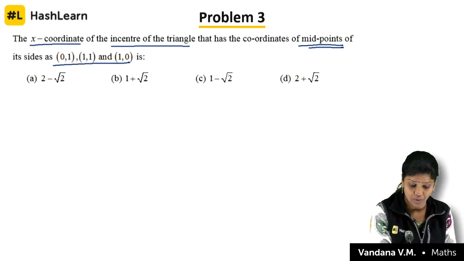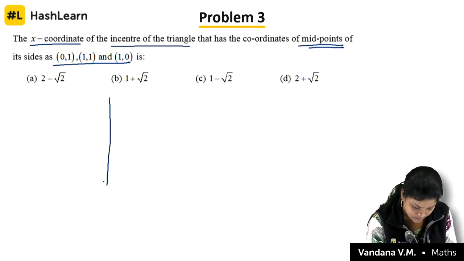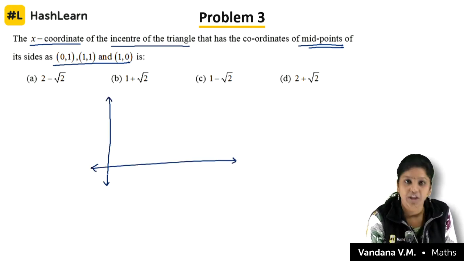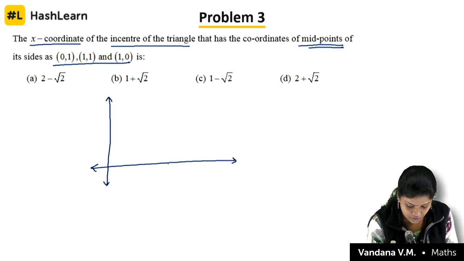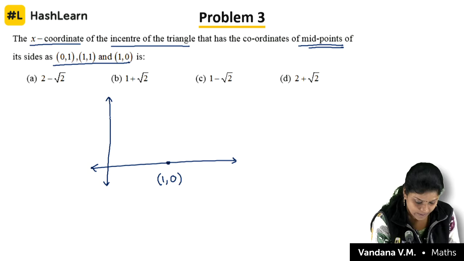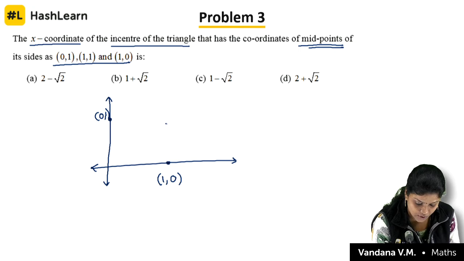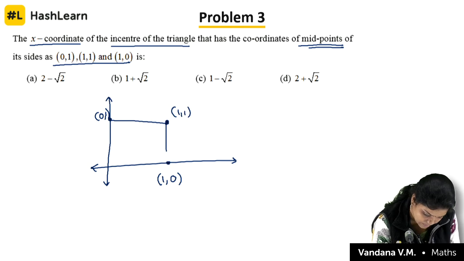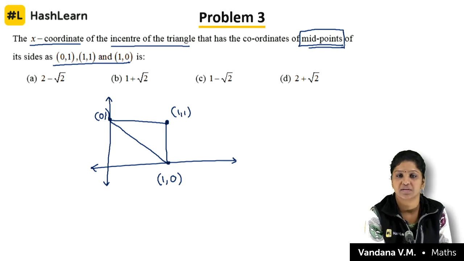Whenever you have (1, 0), (0, 1), please be careful while you are writing on the number line. We know this is the origin. The first one is (1, 0). So, the point will be here. This is (1, 0) because the y coordinate is 0. Next one, this is (0, 1). Next one is (1, 1). So, x coordinate is 1, y coordinate is 1. So, these are your midpoints.